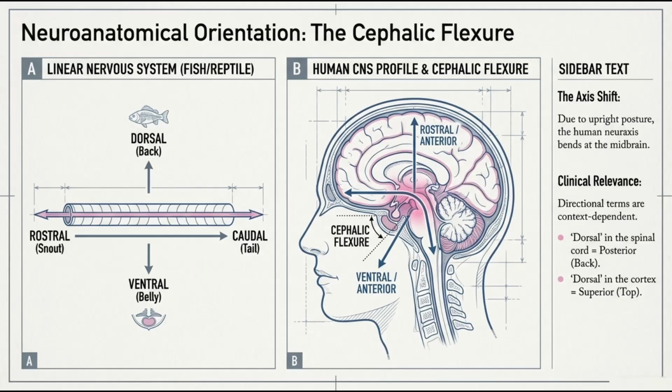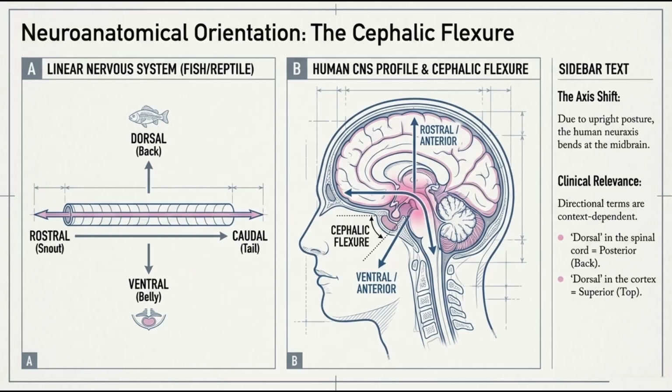It does. It effectively splits the central nervous system into two separate coordinate systems. So below that flexure, in the brainstem and the spinal cord, we use what I call the lizard coordinates. The lizard coordinates. I like that. Rostral is up toward the head, caudal is down toward the tailbone, ventral is anterior toward your chest, and dorsal is posterior toward your back. Okay, that part feels intuitive. Dorsal is my back. I can remember that.